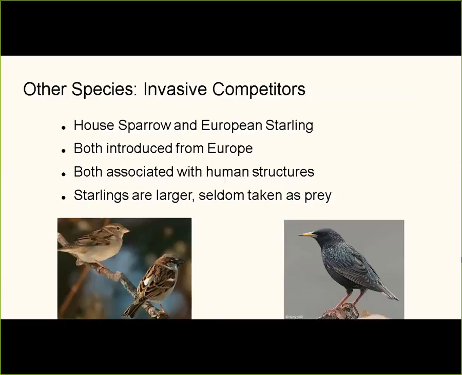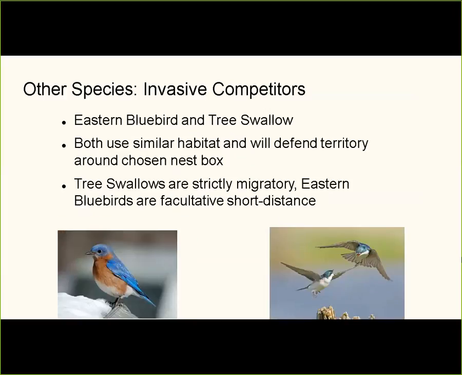They're both associated with human structures, so distance to buildings is something that might matter there. Starlings are larger and they're seldom taken as prey. Kestrels can and do eat house sparrows, in addition to competing with them for nest space, but starlings are a little too big for them to tackle. But both have nested in kestrel nests before. So these competitors could have a negative effect on kestrels.